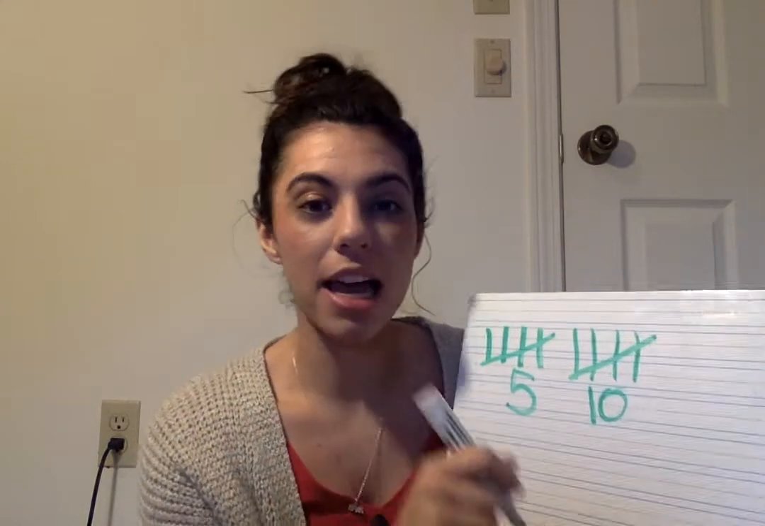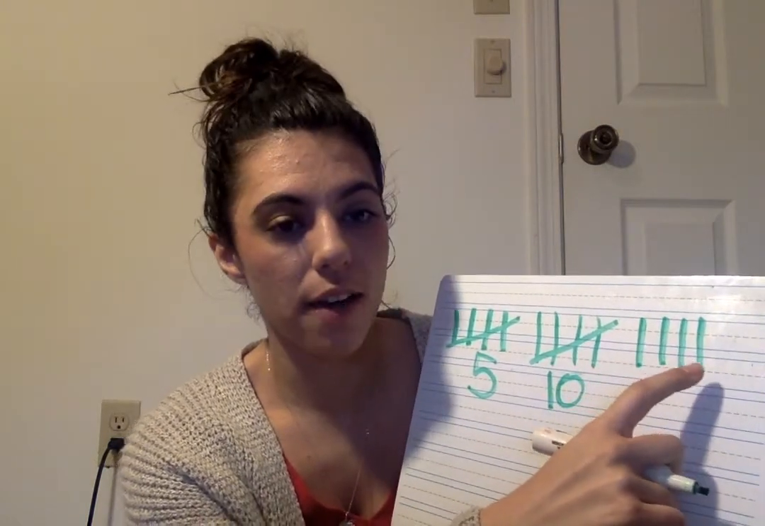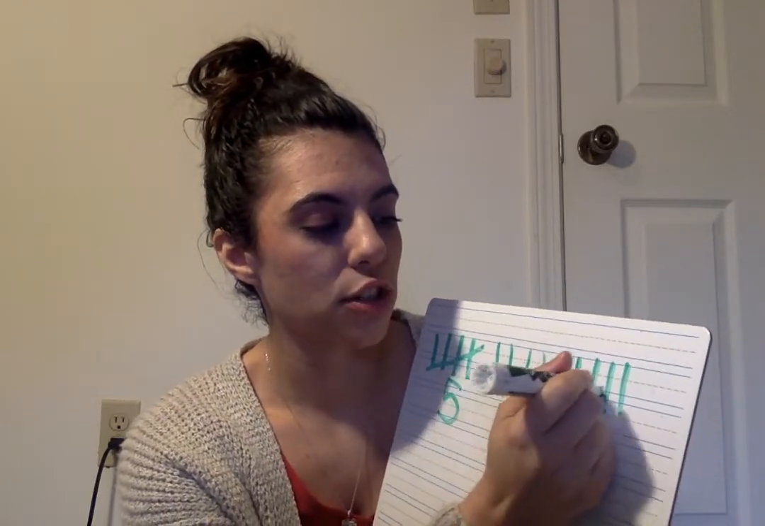Alright, so let's continue. Let's make another bundle, okay? So we make 4 more lines. Okay, so we have 10, 11, 12, 13, 14. Okay, we're going to have to tally up. Tally up to 15. So we'll write 15 here. Okay, so 15 is our new total. Okay, 5, 10, 15. Let's keep going.